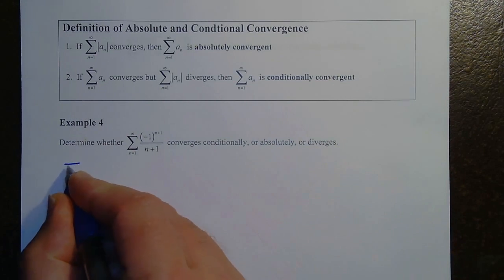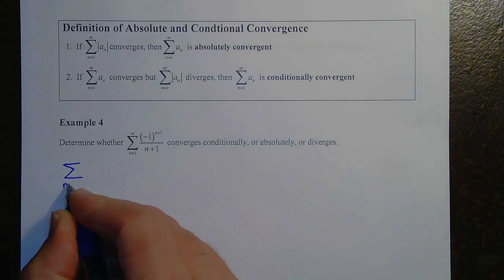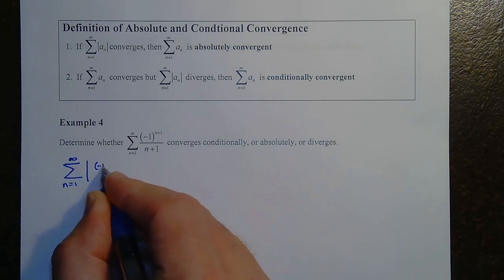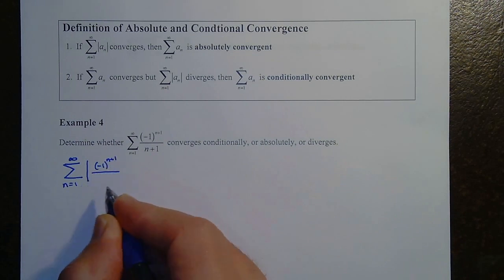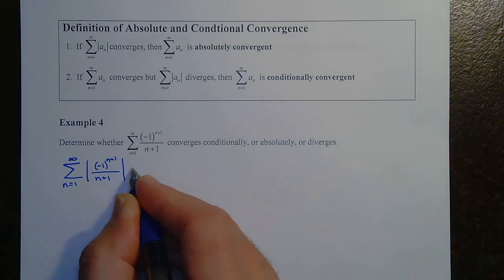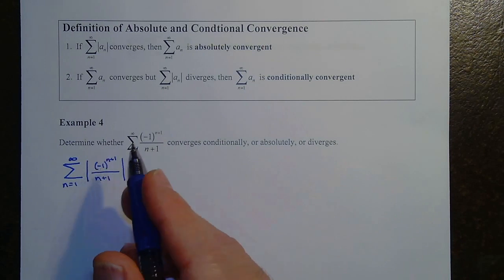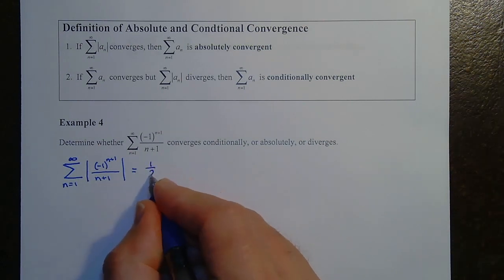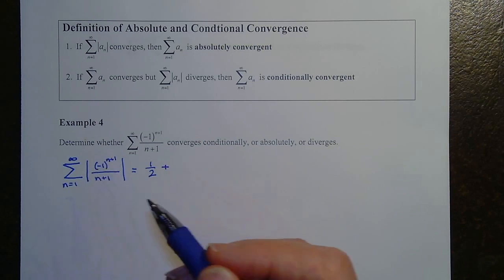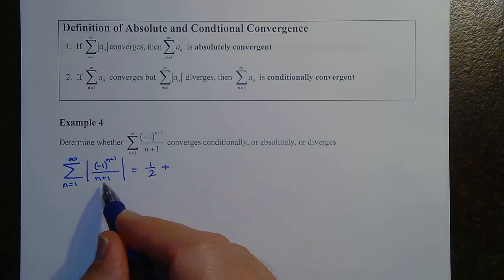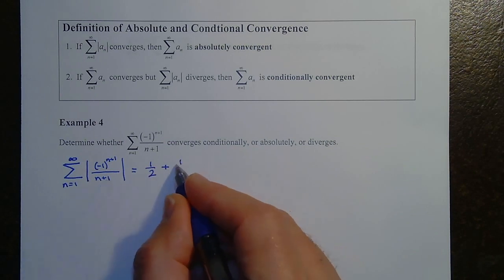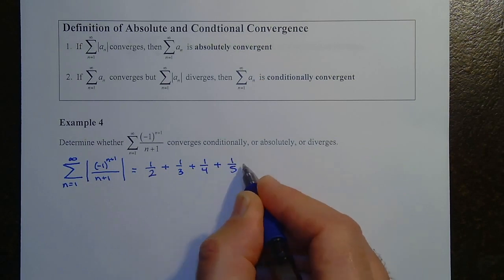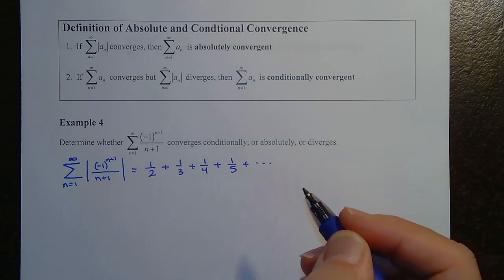So that makes this sigma n equals 1 to infinity of the absolute value of (-1) to the n plus 1 power over n plus 1. The negative is going to go away. So if we put 1 in, it's going to be 1/2, and then plus, if we put 2 in, it'd be 1/3, and then plus 1/4, and then plus 1/5, and then plus... and it's going to keep going forever.